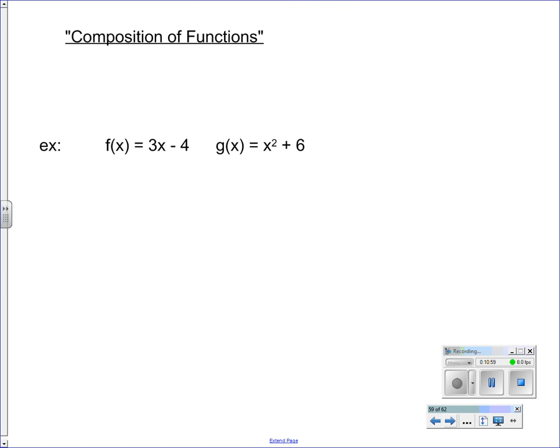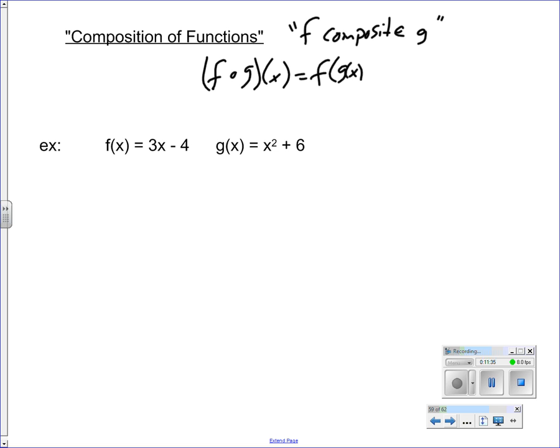So there's one more combination of functions we'll go over. It's called a composition of functions. A composition of functions is when we take a function and plug it in as the input of another function. The notation we have for it looks like this, and the way we say that is f composite g. What that means is basically we take the g of x function and plug it into the f function, or evaluate f at the output of g.